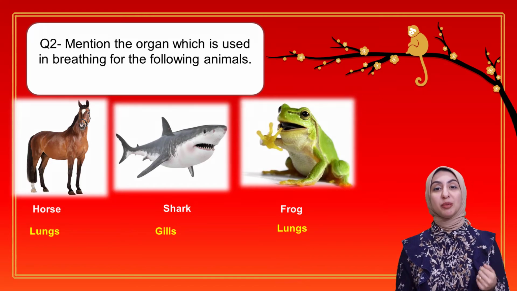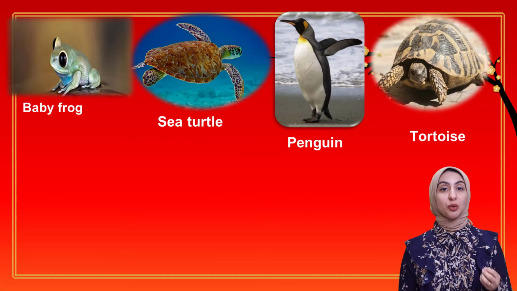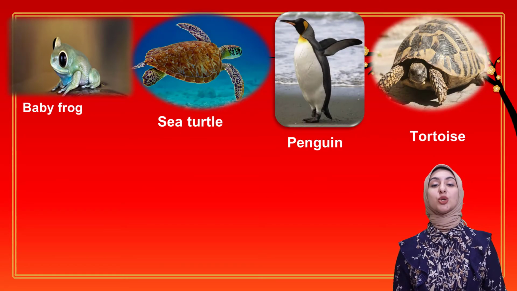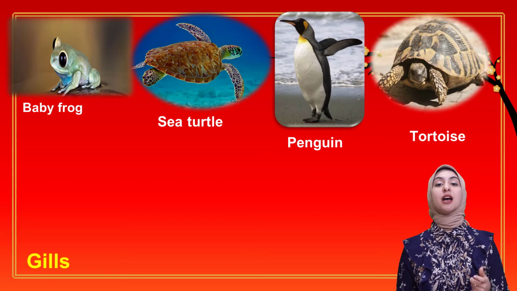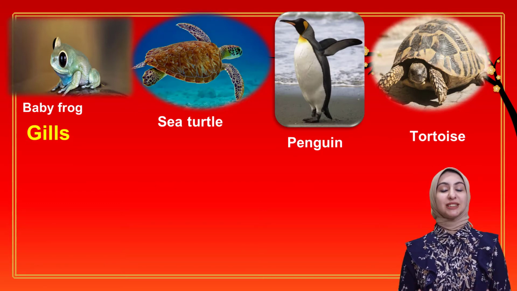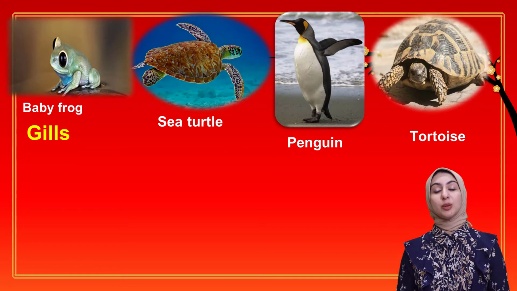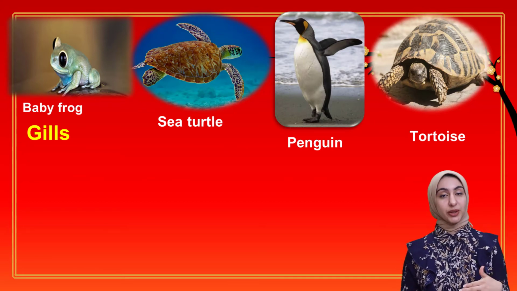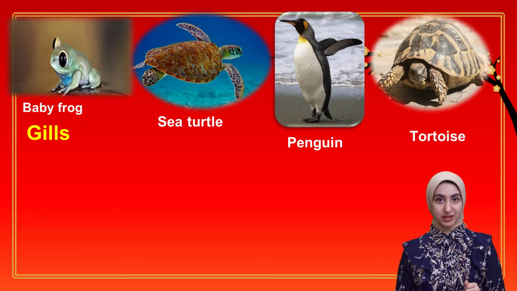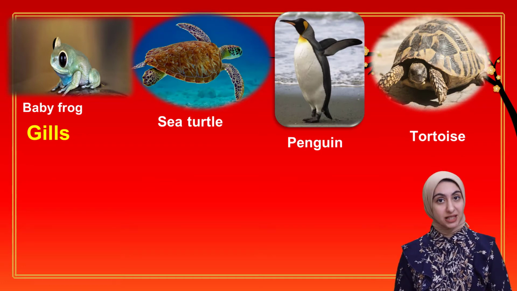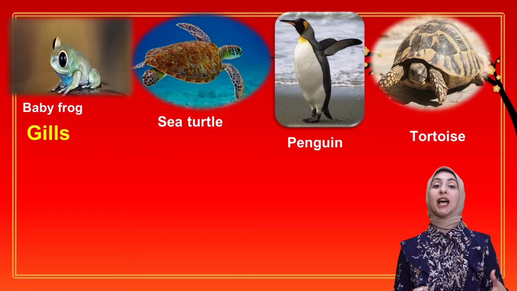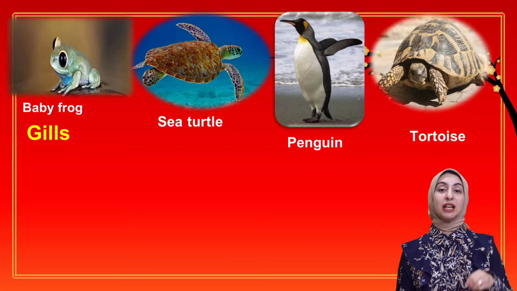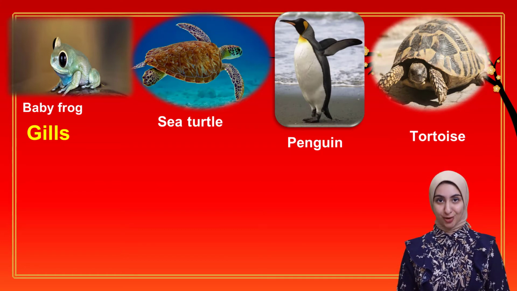Then we have baby frog, which spends most of its life in water, so it is breathing using gills. Then we have sea turtle. Sea turtle, it has scales on its body and 4 legs, so it is classified as a reptile. But how can sea turtle live in the water? This is the question.